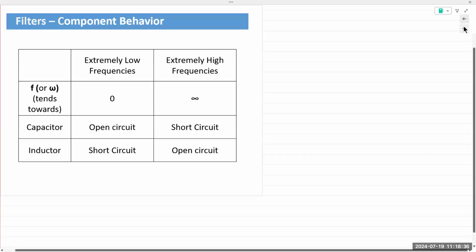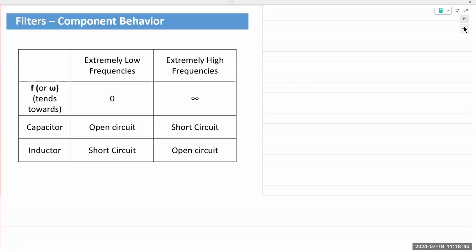So, filters, how do we use inductors and capacitors? Well, we're going to use their behavior at low and high frequencies, and we'll model them. This is a quick analysis technique where we can model inductors and capacitors as either open or closed circuit. Okay, open circuit or closed circuit. And I'll show you what I mean.